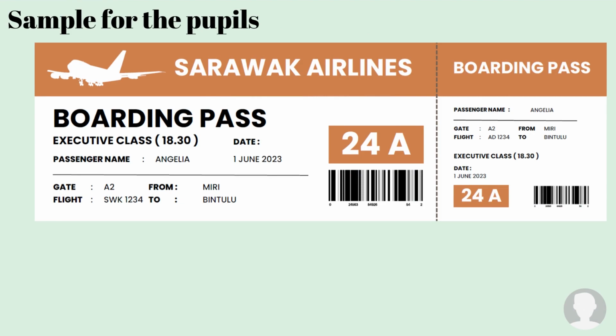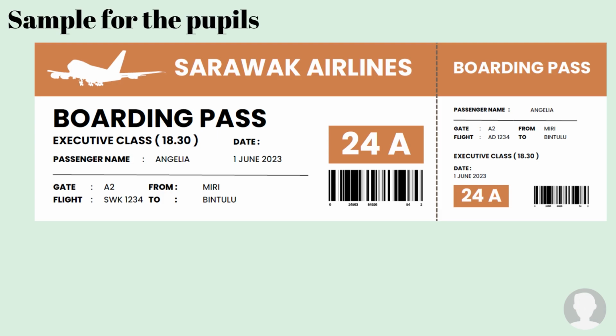Okay, so this is an example of a boarding ticket for a plane. From the fourth step just now, the teacher can ask questions to the pupils based on the information in the boarding pass. For example, okay class, when is the date of the departure? And the pupils will respond, 1st of June 2023.